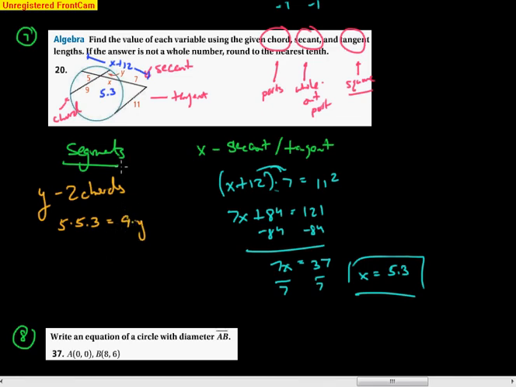So 5 times 5.3, that's 26.5 equals 9y, and I'll divide by 9. And y comes out to be about 2.9.